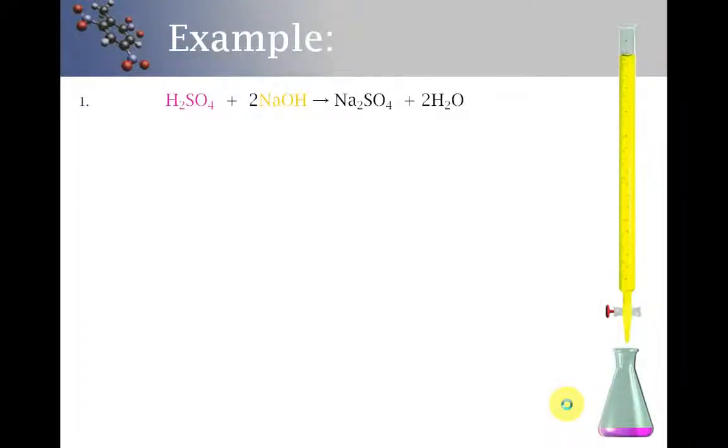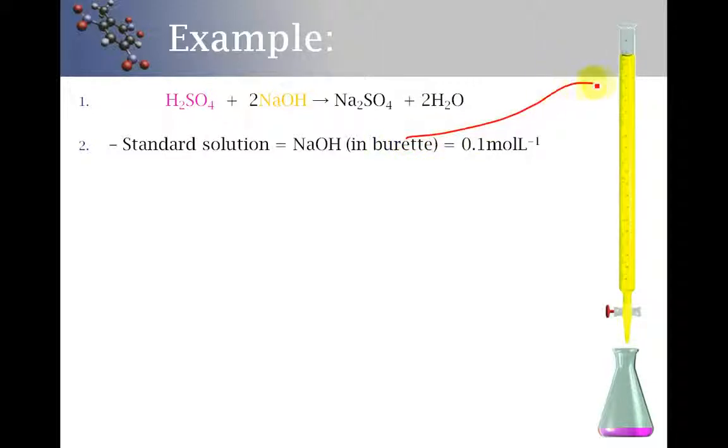Okay, here's an example. The standard solution is in the burette. So let's draw that. Here's my standard solution up here in the burette. And oh look, it's 0.1 moles per litre. Actually what I really should do is put a couple of extra significant figures in there, because that's going to be very accurate. I know what it is too, 3 significant figures. How do I know that? Well, because I made it like that.